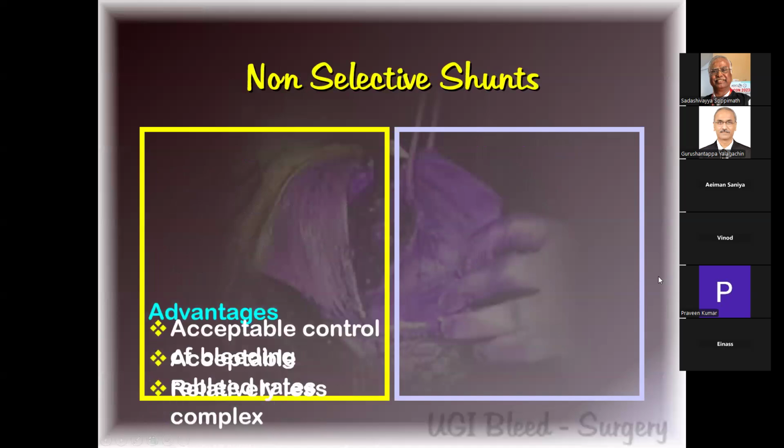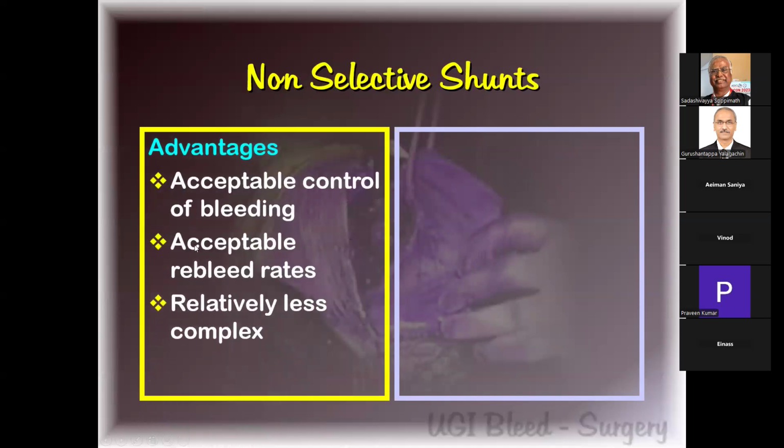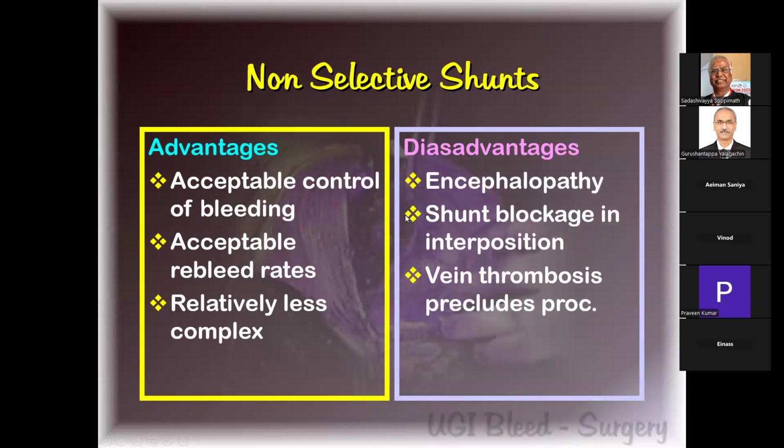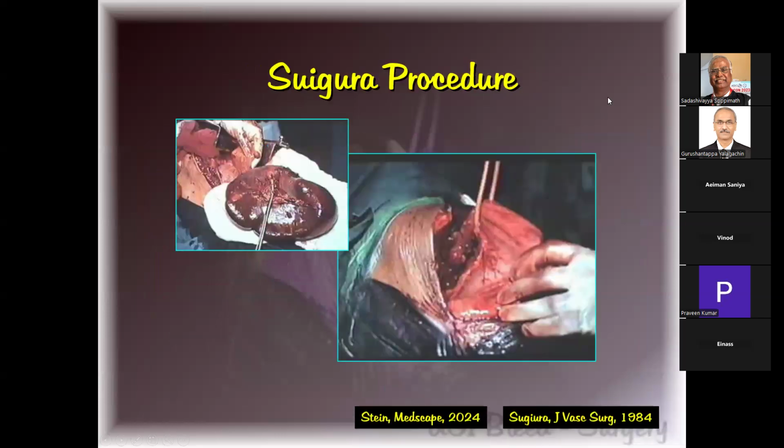For non-selective shunts, there is acceptable control of bleeding, acceptable rebleed rates, and they are relatively less complex. So a portacaval shunt can be done much more easily than a distal splenorenal shunt, for example. But encephalopathy is high. And in the interposition graft, not in the portacaval, but the H graft, that is the mesocaval shunt, the incidence of blockage is high. If you have a portal vein thrombosis, then you cannot do a portacaval, but you can still do a mesenterico-caval H graft. So every one of them has its advantages and disadvantages.